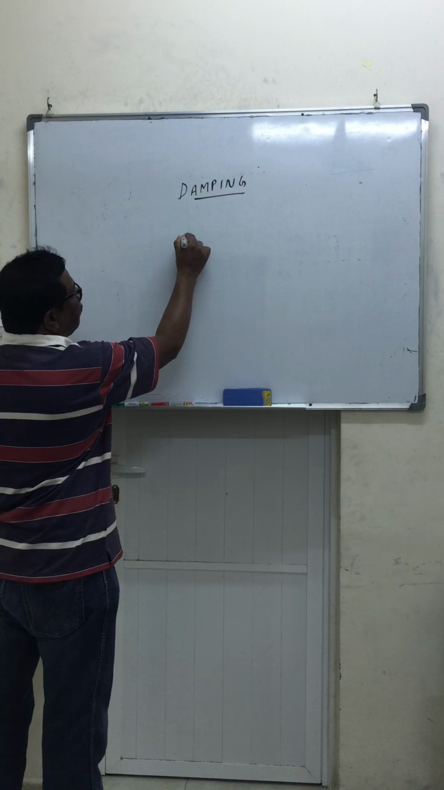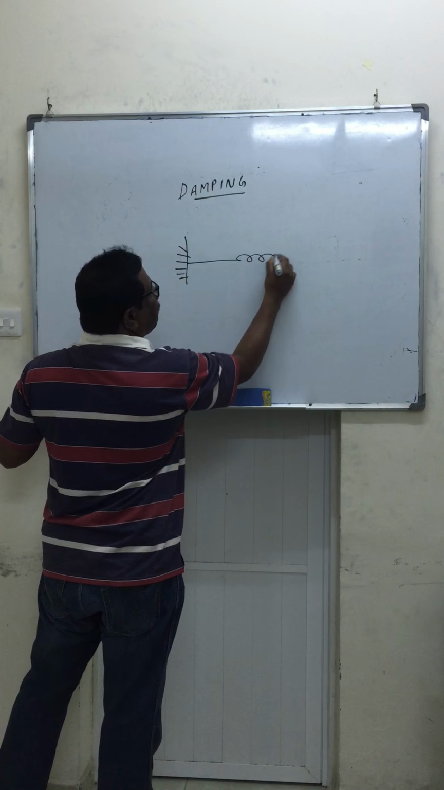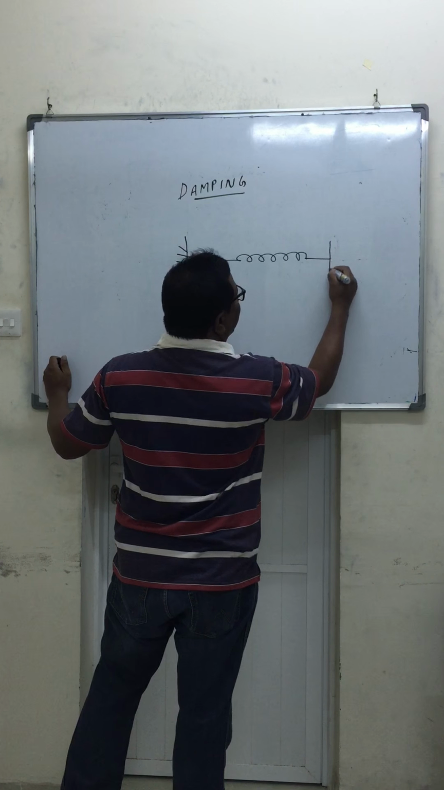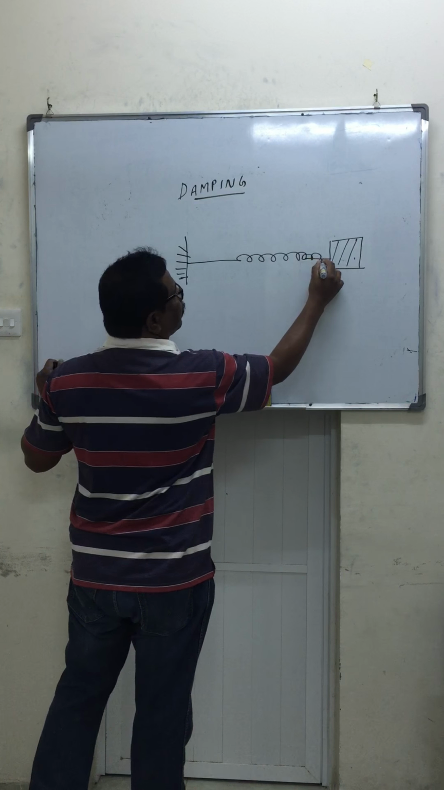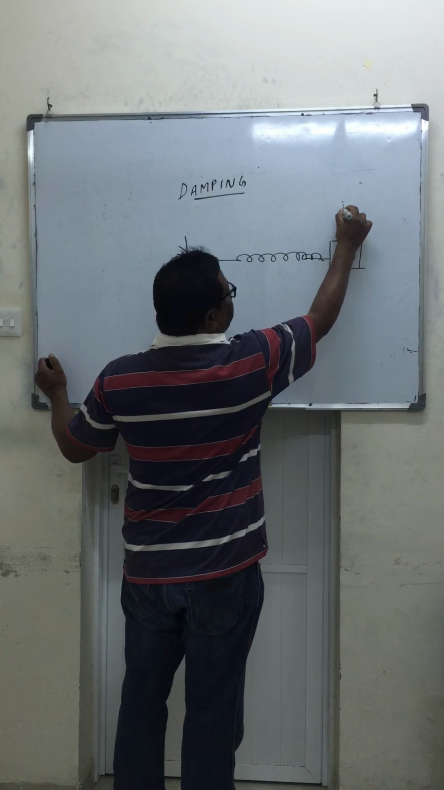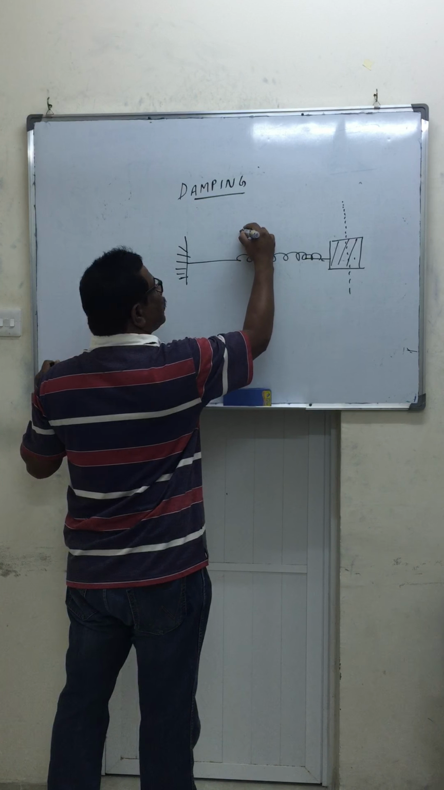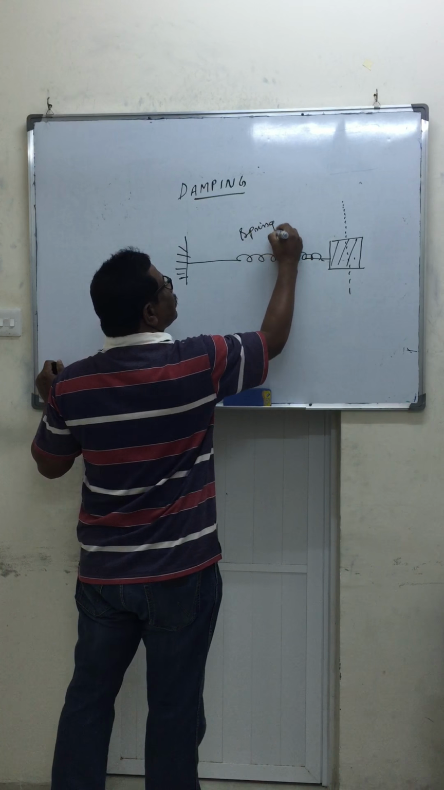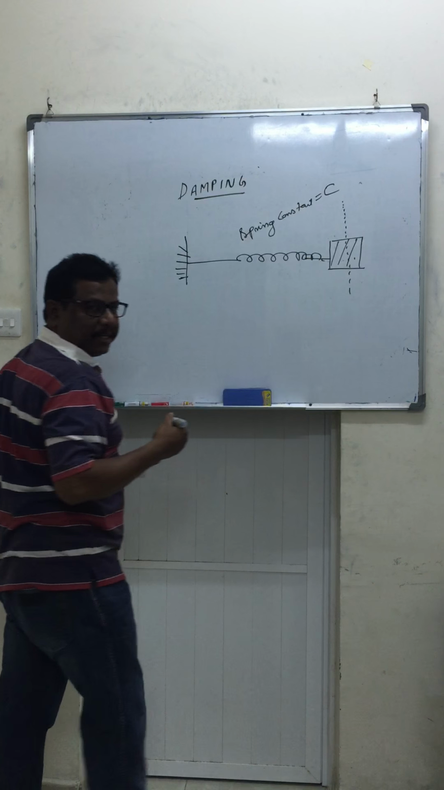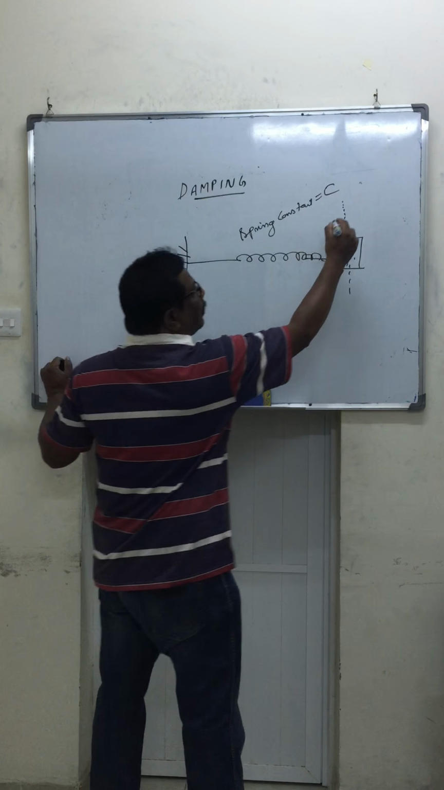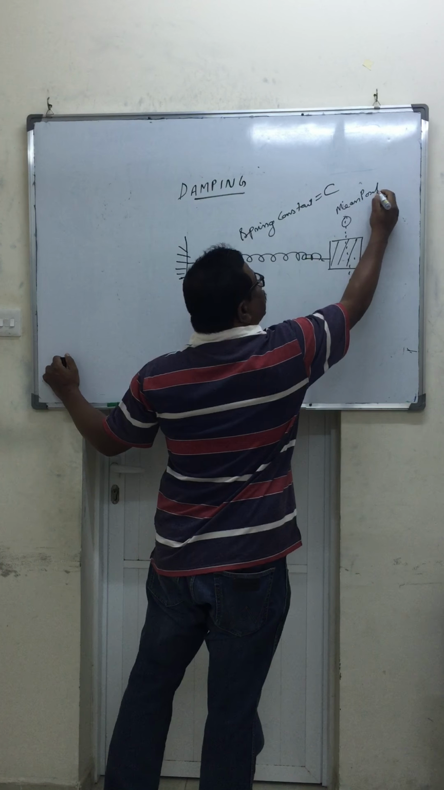Now, another example, take the case of a spring. A box is there. This is the main position of the spring. The spring has some force constant or spring constant. Notation is K or C. C is the spring constant. Now in the beginning, the spring is at the point O, that is called the main position.